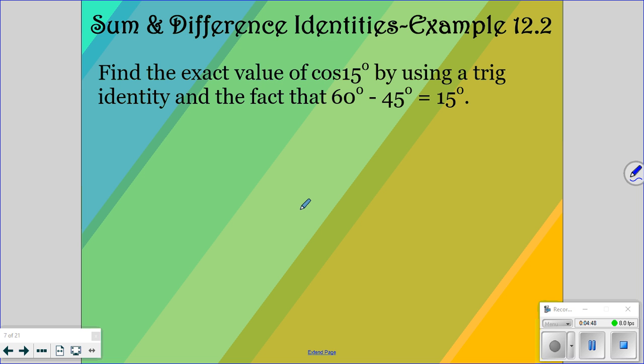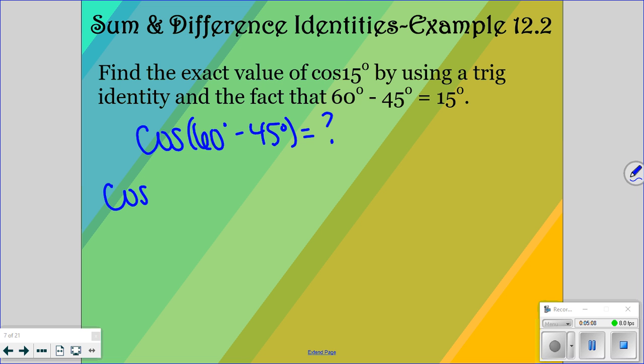Now we're going to find the exact value of cosine of 15 using a trig identity and the fact that 60 minus 45 equals 15. So basically, you're asked to find the cosine of 60 degrees minus 45 degrees. So we're going to use our cosine identity.